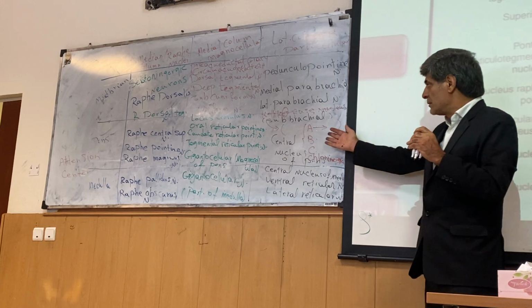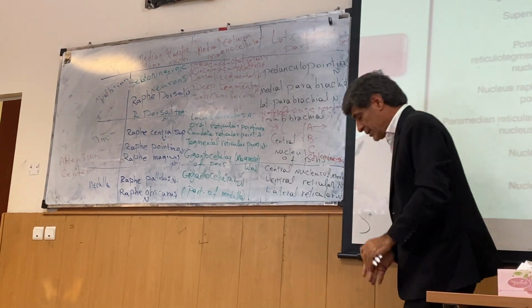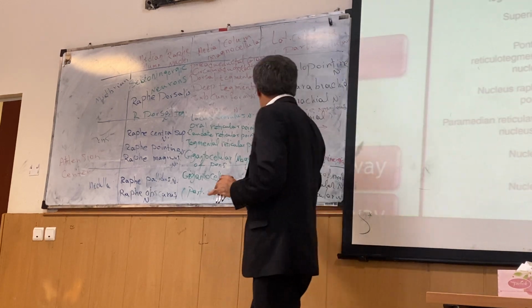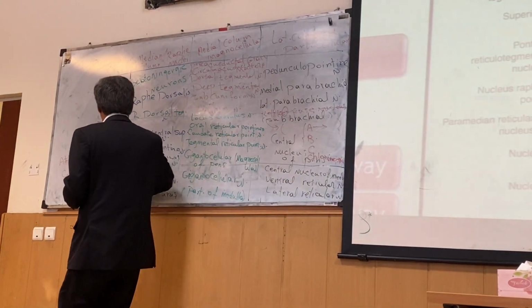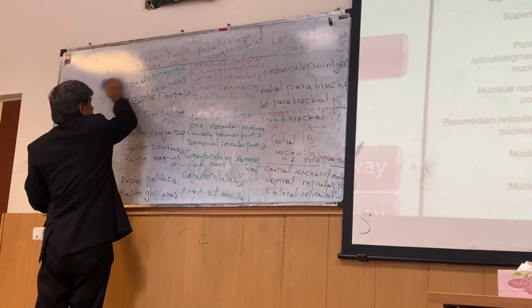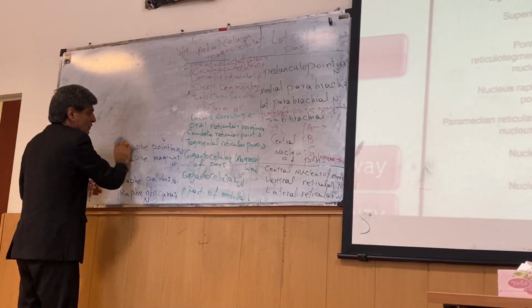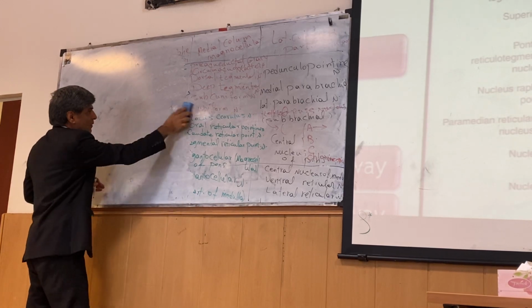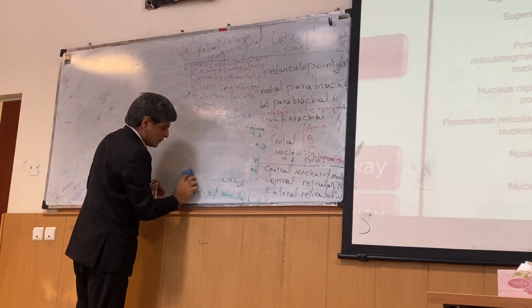A: dopaminergic, adrenergic neurons. B secretes serotonin, C secretes adrenaline, and cholinergic secretes acetylcholine.